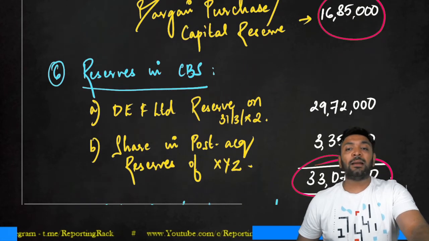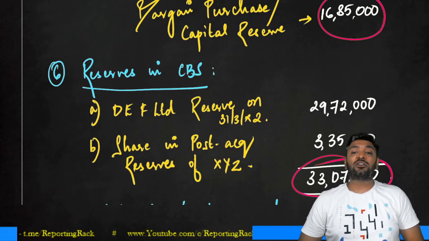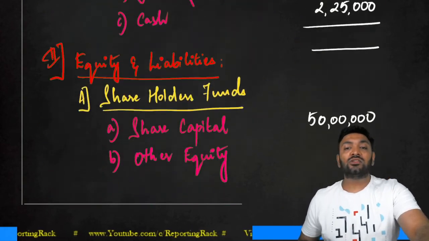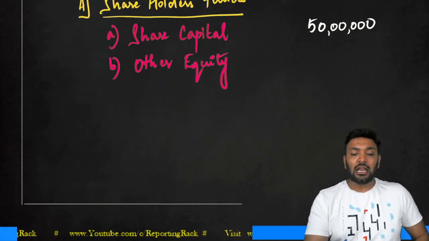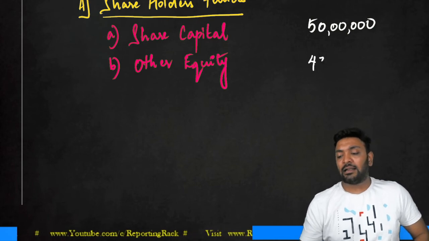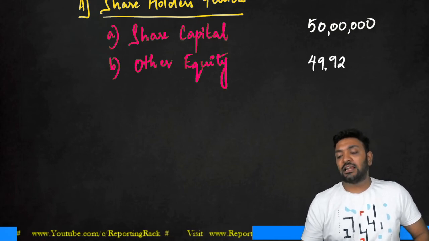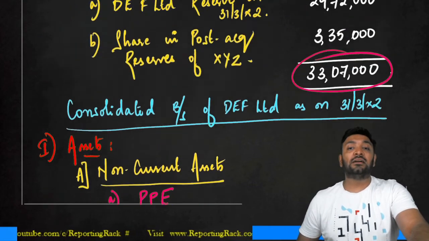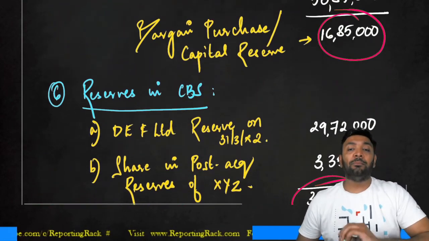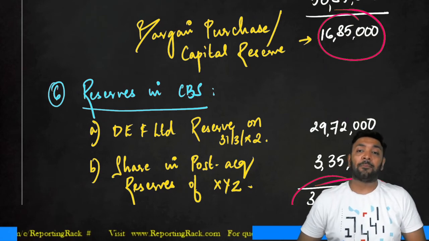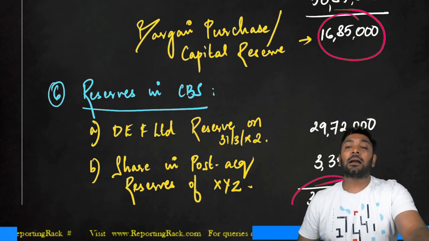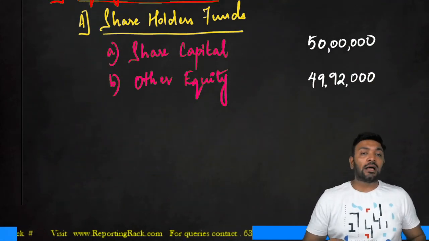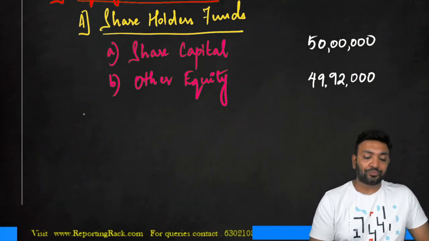So add both of them and you will arrive at an answer of 49,92,000. Your reserves, if you add capital reserve, will be 49,92,000, which includes your other equity of 33,07,000 plus your bargain purchase, which is recorded as capital reserve, of 16,85,000. Combining both of them is 49,92,000. No other equity, so full stop there.